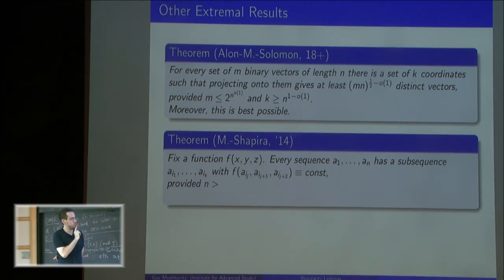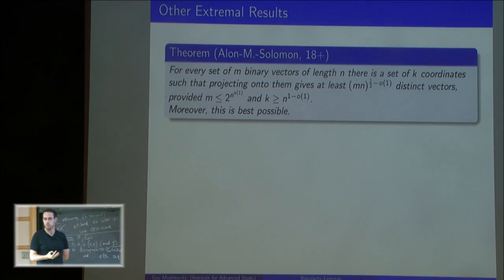But this should remind some of you of something from maybe undergrad. Suppose that f only depends on two variables, x and y. Specifically, f is the function which returns one value if x is larger than y and another value if x is smaller than y. In that case, this statement guarantees that every sequence of numbers has a subsequence which is either decreasing or increasing. So that's the famous Erdős-Szekeres theorem.